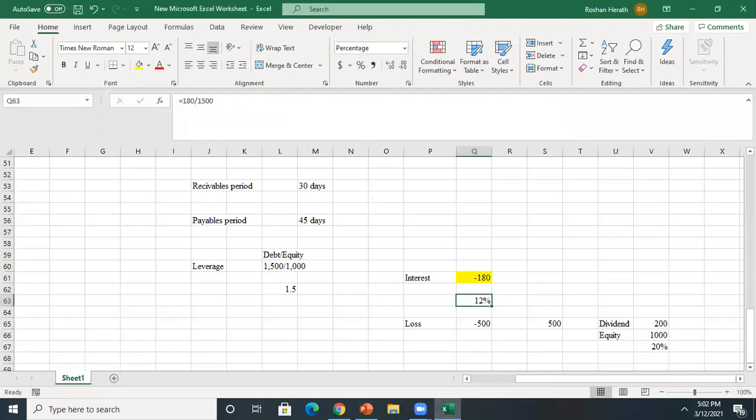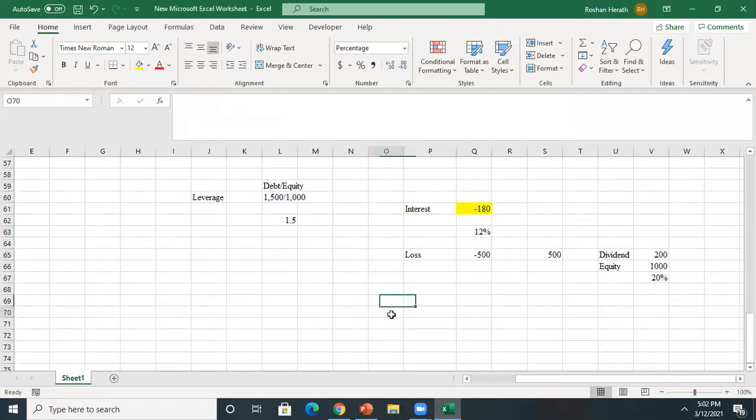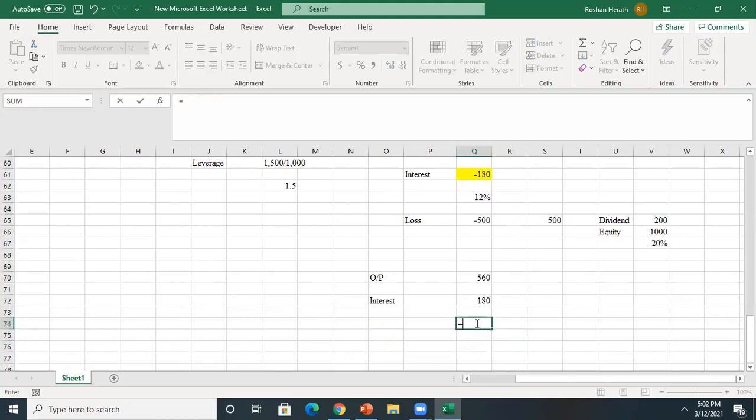Say that your organization is making an operating profit of 560, and let's say your interest is 180. අපි හිතමු ඔයාගේ interest විදියට ගෙවනවා 180ක්. ඔයාගේ operating profit එකක් තියෙනවා 560ක් කියලා අපි හිතමු. So what's your interest cover? So your profits are capable of covering interest 3 times.